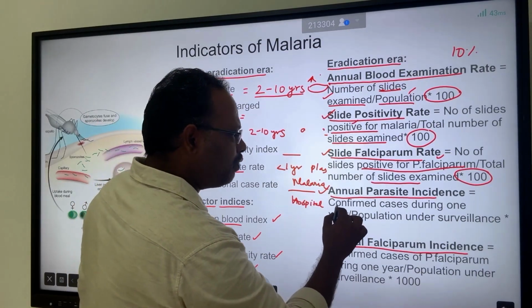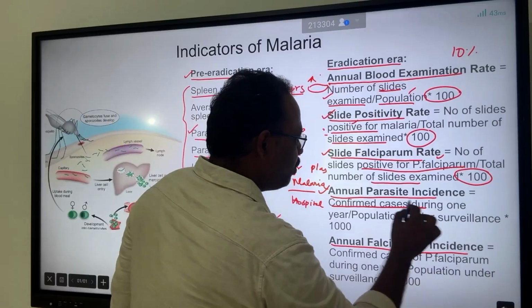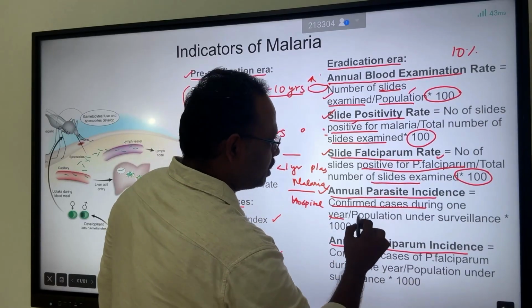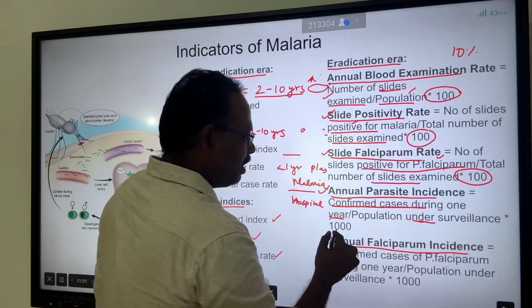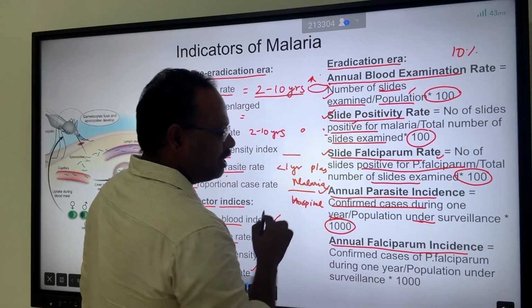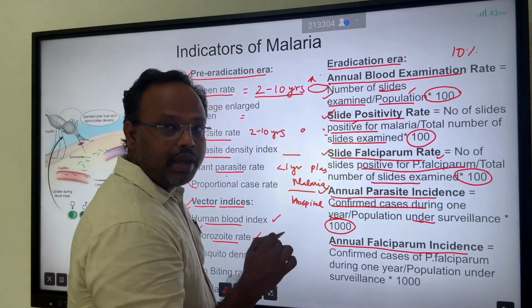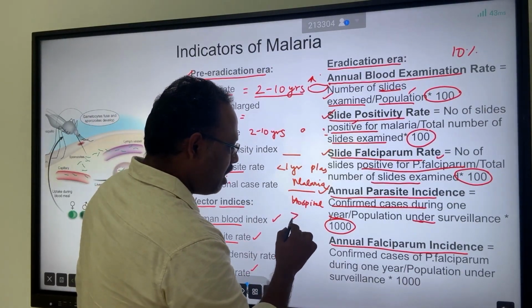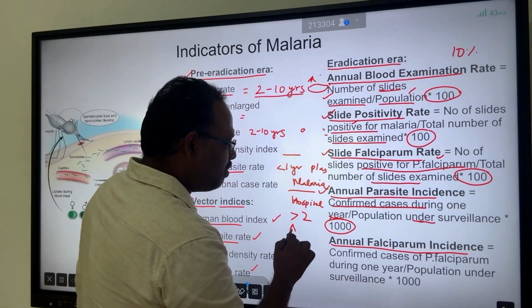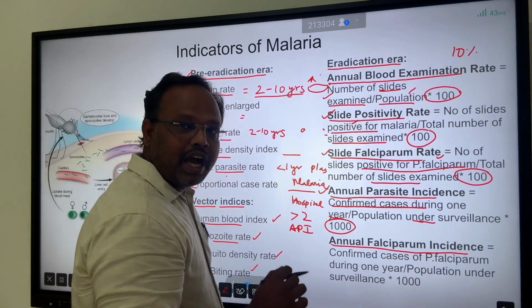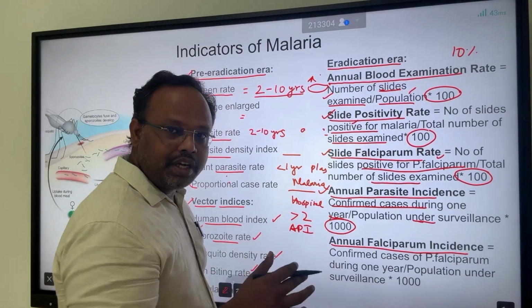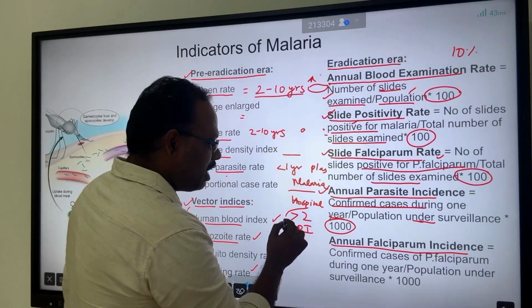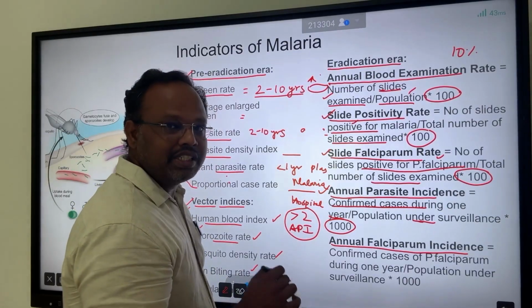So we have confirmed cases during 1 year in the numerator divided by the population under surveillance. The multiplication factor here is 1000. The significance of this API is that it is the most important indicator used in the program. When this API is greater than 2, it is indicated as a high risk area for any state or district. So the malaria control measures will be more rigorous in those areas.